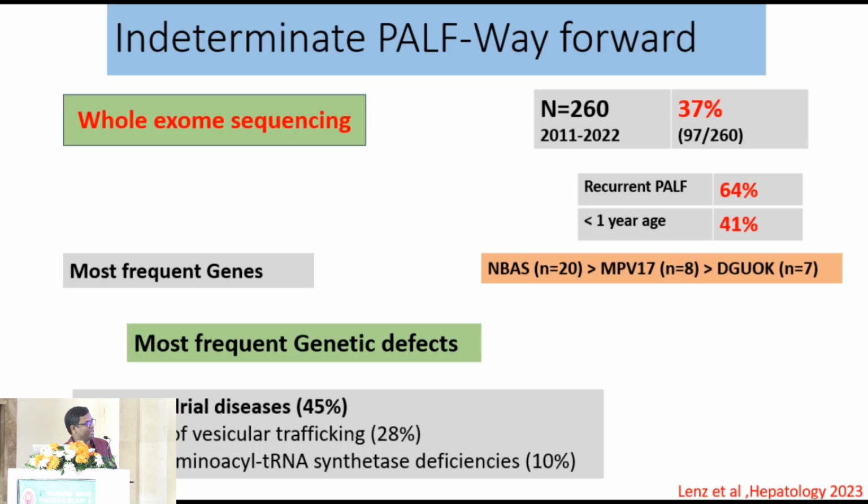So this group, published in 2023, did whole exome sequencing of all the indeterminate ALF patients. They showed that up to 37% of the cases can have a genetic background of liver failure. If we are not finding any infectious, autoimmune or Wilsonian etiology, we should search for genetic etiology. And it was more common in recurrent ALF cases or children less than 1 year old. The most frequent genes were NBAS, MPV17 and DGUOK. The latter two are mitochondrial hepatopathies, and group-wise, mitochondrial genetic defects were the most common ones.